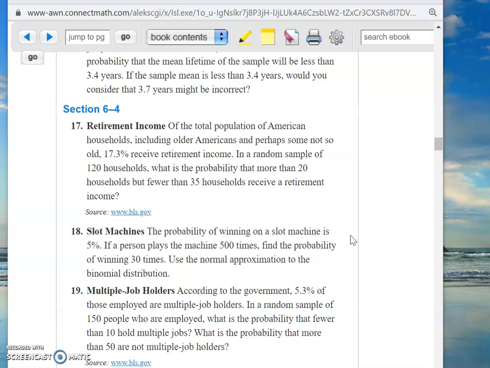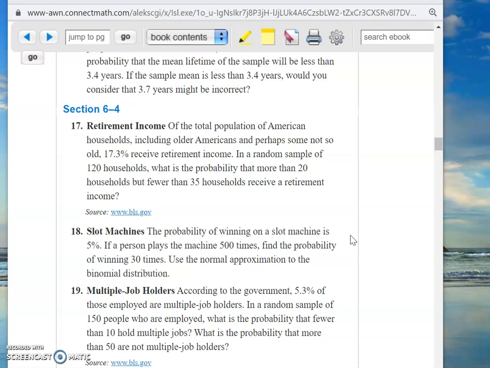So here's this problem. It's talking about retirement income, about the total population of American households. 17.3% receive retirement income. You take a random sample of 120 households, and you want to know the probability that more than 20 households, but fewer than 35 households receive retirement income. So think about it in terms of medical issues. Maybe 17% have high blood pressure, 17% are overweight, 17% have some sort of diabetic condition. Whatever you're talking about might be a little more interesting than retirement income.